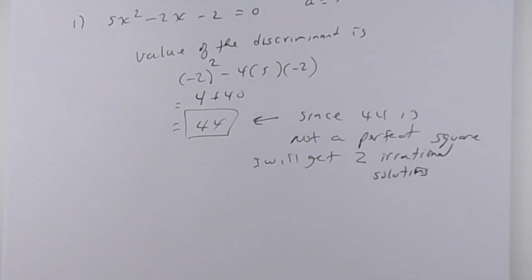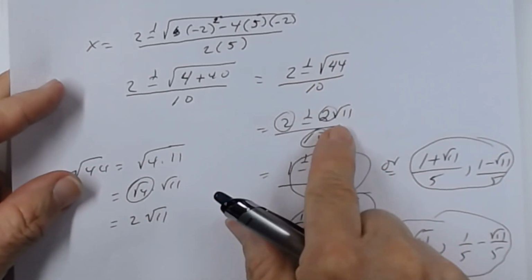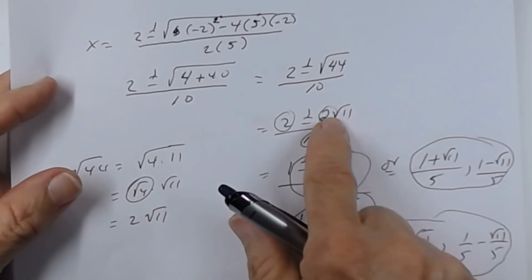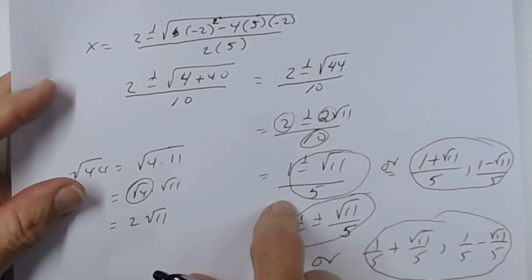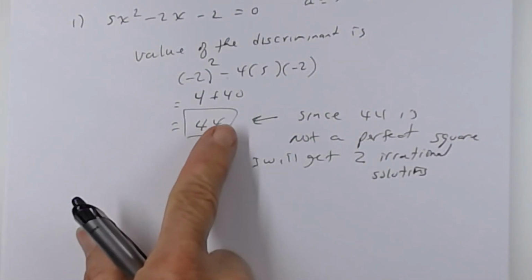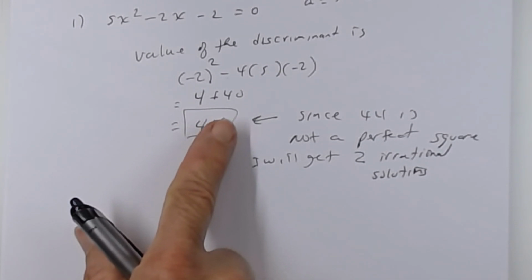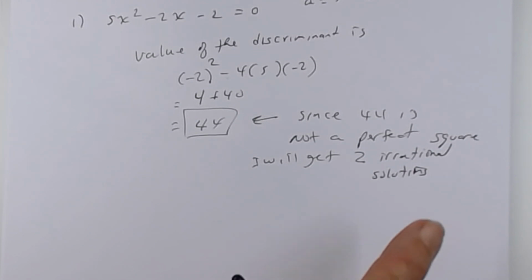I will get 2 irrational solutions. Kind of makes sense because look, right here, square root of 44, we simplified it. You still end up with what kind of solutions? Irrational. How many were there? There were 2. So find the discriminant. If it's not a perfect square, you say what? 2 irrational.